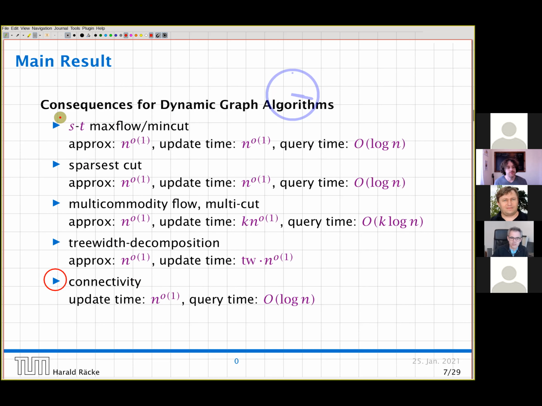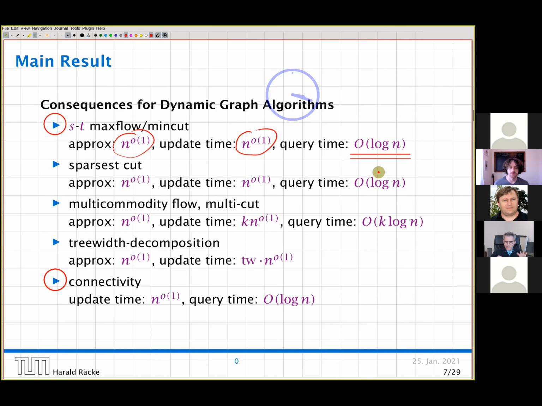If I want to ask about an ST max flow min cut, so I want to maintain an ST max flow, what I do is I maintain this tree, and if I get a query, what is the maximum flow between S and T, I have to solve this problem in the tree. Actually, what we will see is the tree that we construct has logarithmic diameter. And then, of course, in a tree with logarithmic diameter, I look at the path between S and T, and then I can determine the max flow in the tree. And therefore, I can solve this problem. So the update time for constructing the tree will be the approximation that I get, and this is the time for computing the max flow.